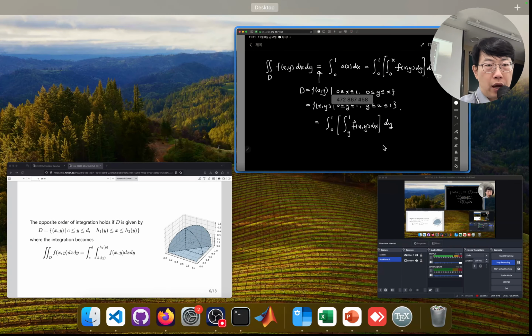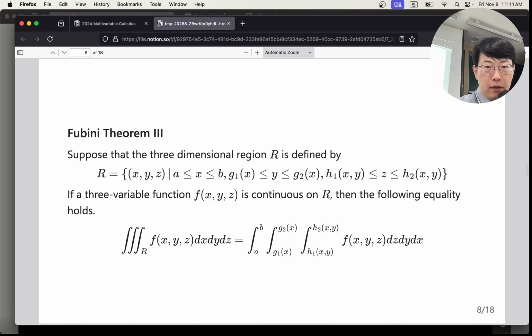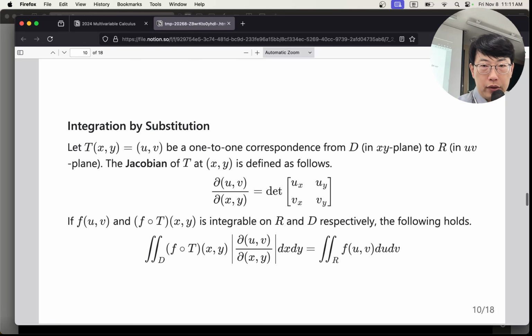So I'm not sure whether we have more examples, but let's see if I have one. Okay, so maybe we can work on this example after.